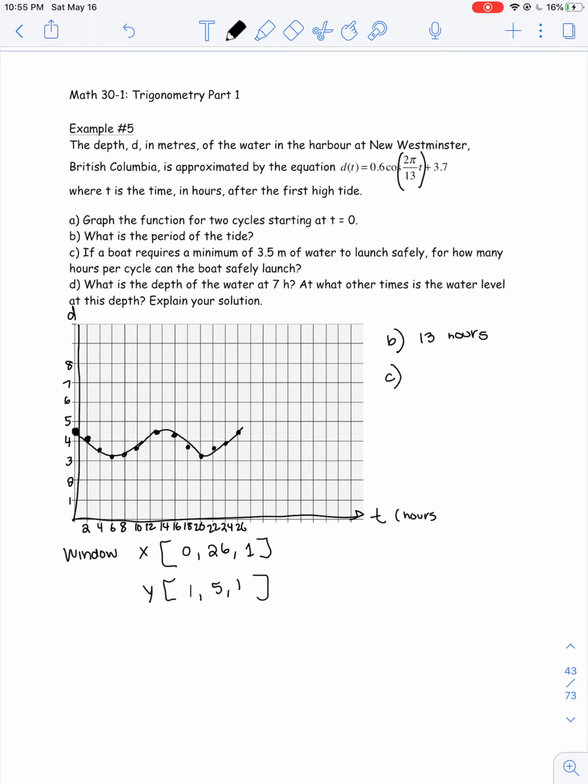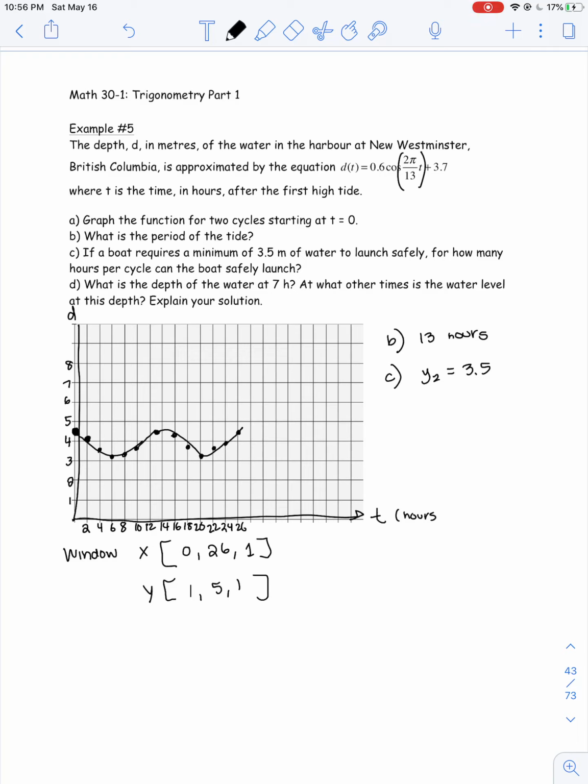Now, question C, it says, if a boat requires a minimum of 3.5 meters of water to launch safely, for how many hours per cycle can the boat safely launch? So what I'm going to do is on my graphing calculator, I'm going to label for C, Y2 to be 3.5, and we're going to see where it cuts along our graph. As long as the water is above 3.5, then that's how many hours per cycle we can safely launch. So we want to figure out the intersection between the graphs.